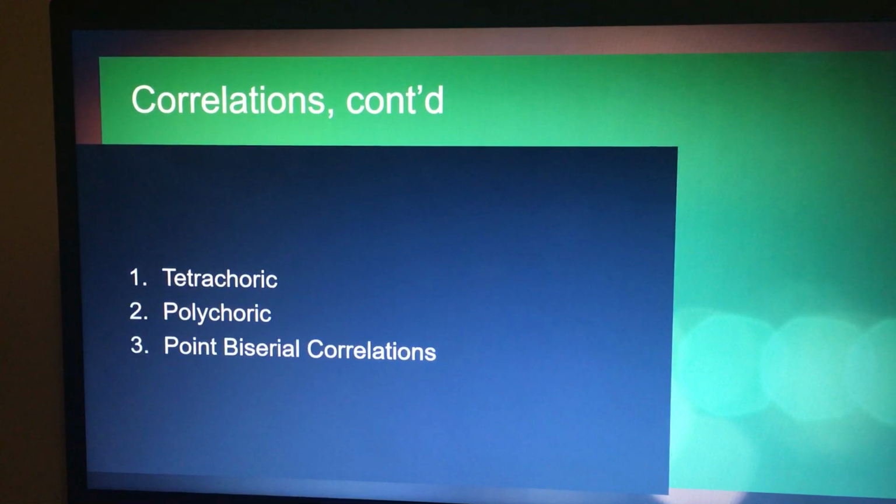Polychoric correlations are similar to tetrachoric, but they can be used with ordinal level variables with more than two categories. So, for example, let's say we want to see if there's a relationship between how often students do their homework, like never do their homework, sometimes do it, often do it or always do it, and then their grades, like A, B, C, D, or F. So both of these variables are ordinal because they have a natural order.